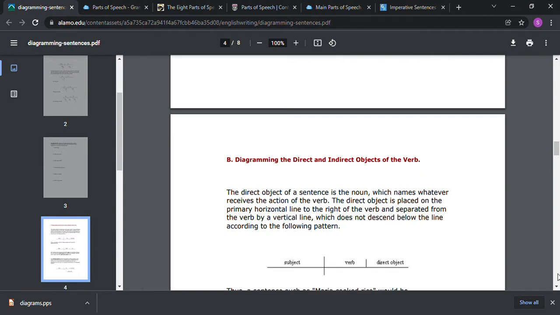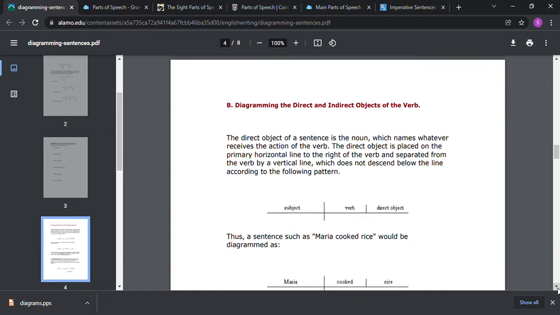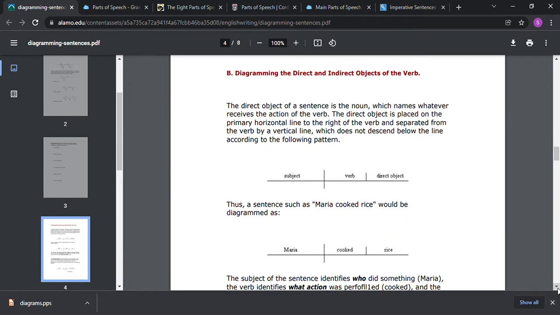And this talks about diagramming the direct and indirect objects of the verb. The direct object of a sentence is the noun, which names whatever receives the action of the verb. The direct object is placed on the primarily horizontal line to the right of the verb and separated from the verb by a vertical line which does not descend below the line according to the following pattern. So you can see that. And then it gives you an example.